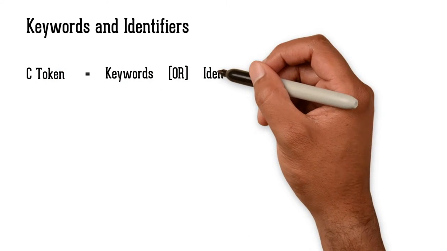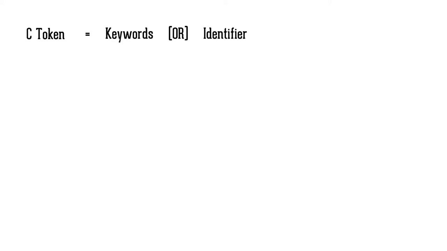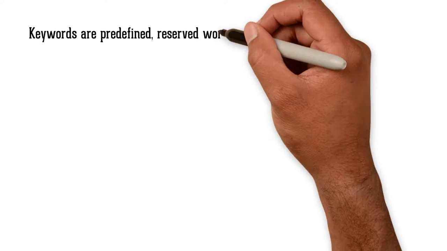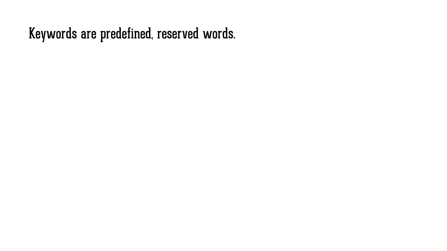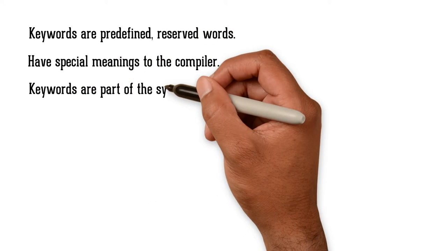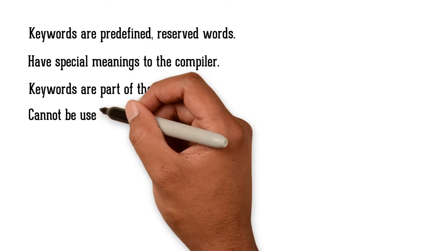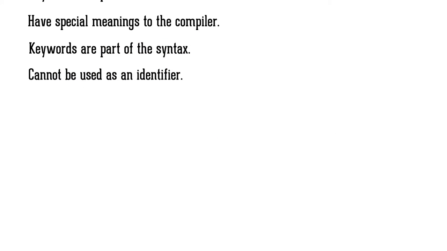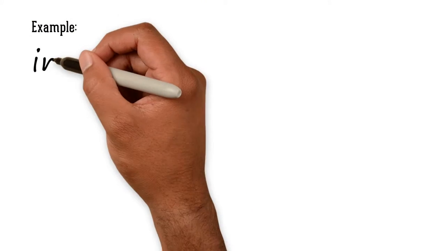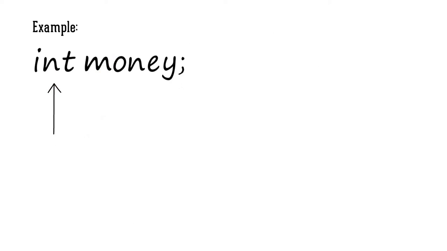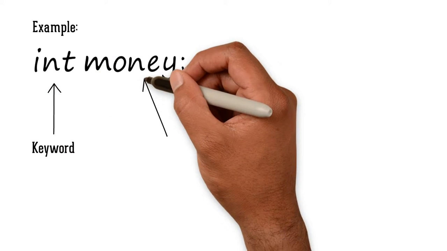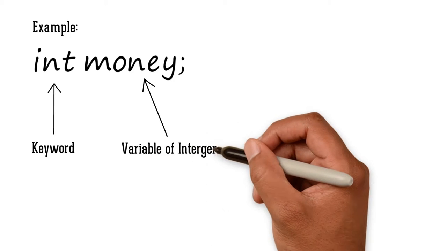At first, keywords and identifiers. Every token in C is classified as either a keyword or an identifier. Keywords are predefined, reserved words used in programming that have special meanings to the compiler. Keywords are part of the syntax, and they cannot be used as an identifier. For example, int money. Here, int is a keyword that indicates money is a variable of type integer.